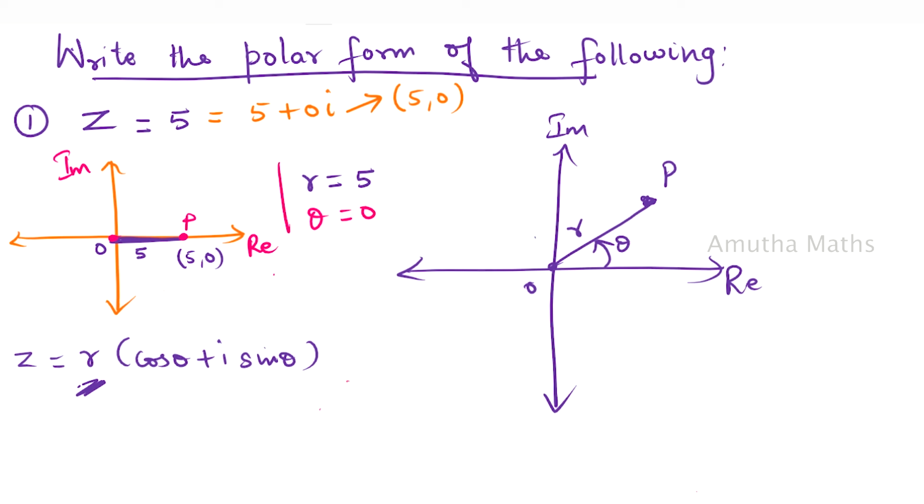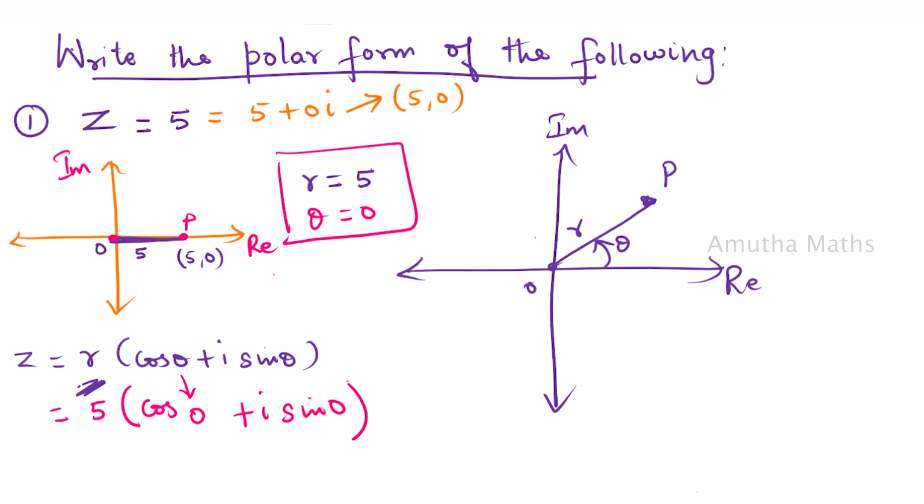So here, r is 5, into cos theta, where theta is 0 since no angle is made, plus i into sin 0. So this is the way of representing z is equal to 5 in the polar form. Okay.